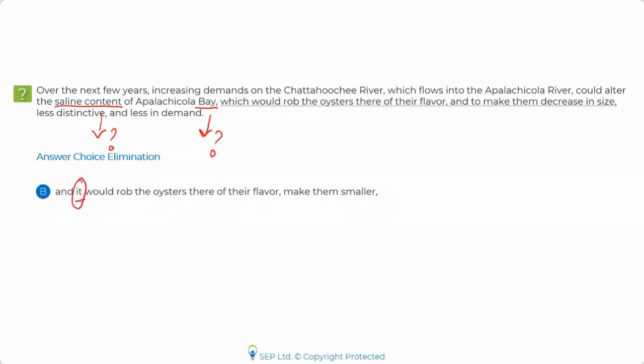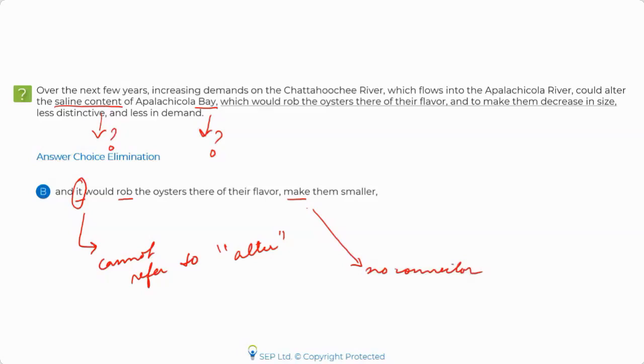Because it cannot refer to the verb alter. It is a pronoun, right? It can only refer to, and it cannot refer to demands because demands is plural. All right. And here we are saying it. So the content would rob the oysters there of their flavor. The content would make them smaller. All right. And then you have two verbs, rob and make. No connector between these two verbs. So many reasons why B is incorrect.